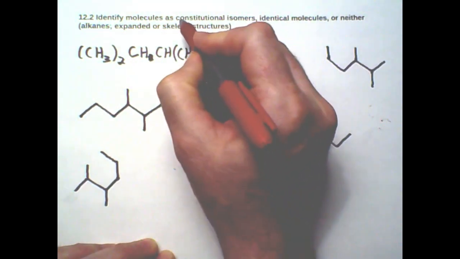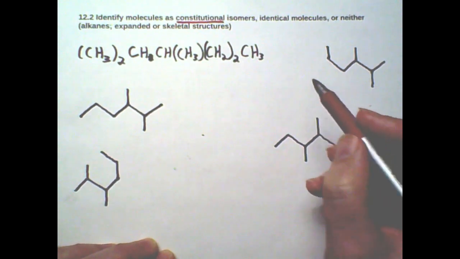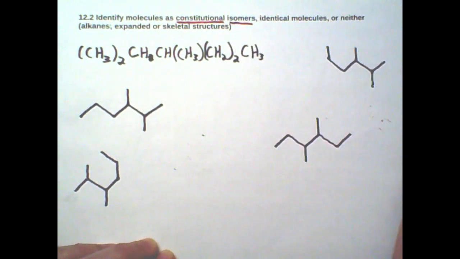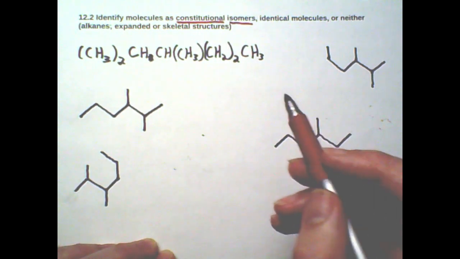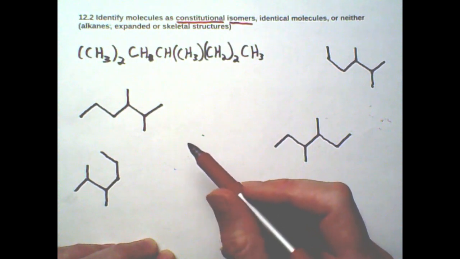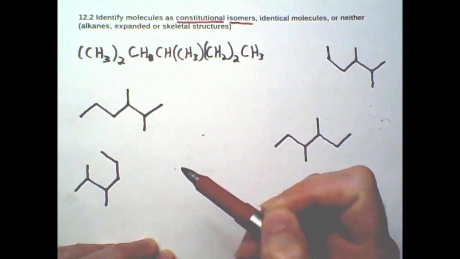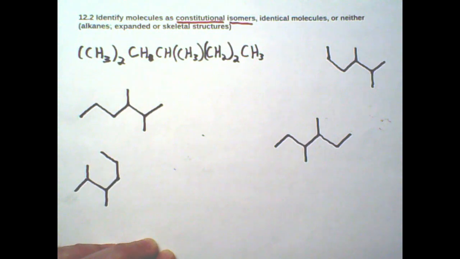So, refresher on what that means. You have read it or seen it in a video. Isomers are things with the same formula, but are put together differently in some way. And constitutional isomers means that to switch from one to another, you'd have to actually break a bond and make a new bond in a different place. So, we're going to look at this.